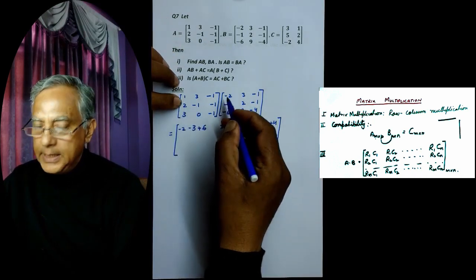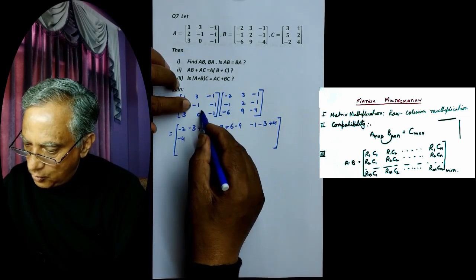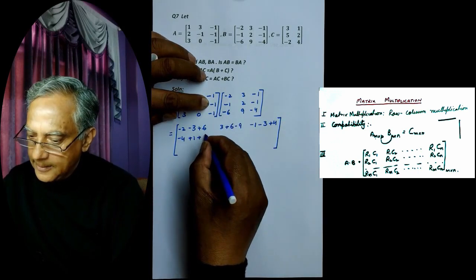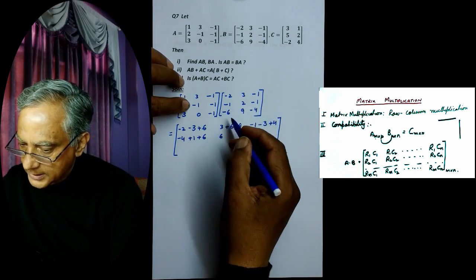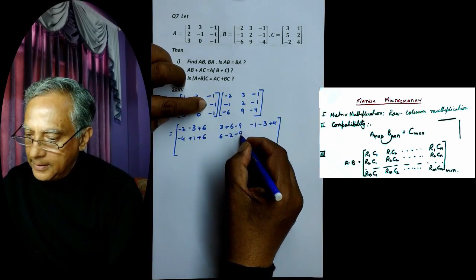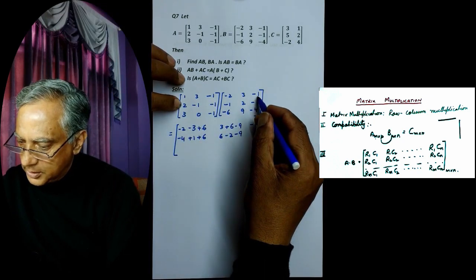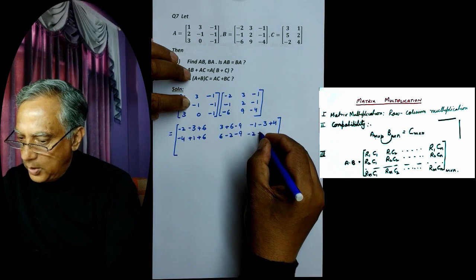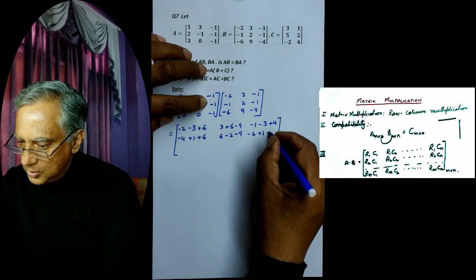Now this row with this column, 2 into minus 2 is minus 4. Minus 1 into minus 1 is plus 1. Minus 1 into minus 6 is 6. This with this. First entry with first, 6. Second with the second, minus 2. Third with third, that is minus 9. Now this row with third column, 2 into minus 1. First entry with first, minus 2. Minus 1 into minus 1 is plus 1. And third entry with third, that is plus 4.